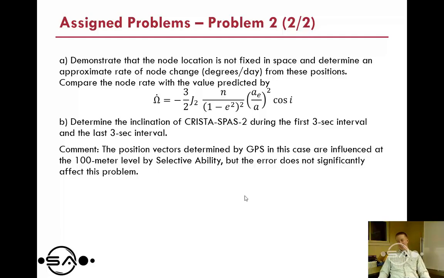Hey, all right. And there's a comment about selective availability. Long story short, the selective availability from the GPS reported position is not going to affect your problem.